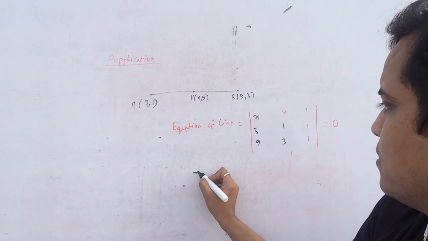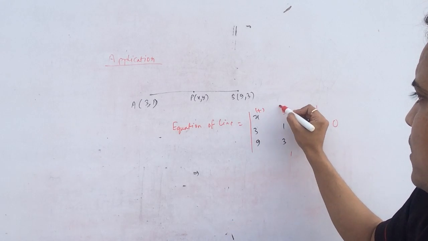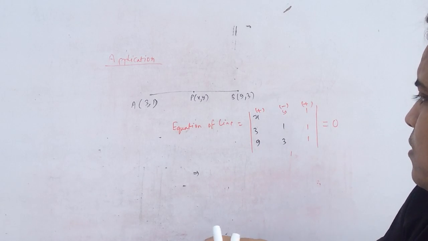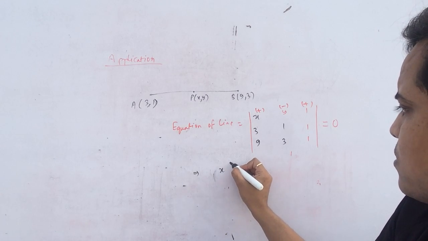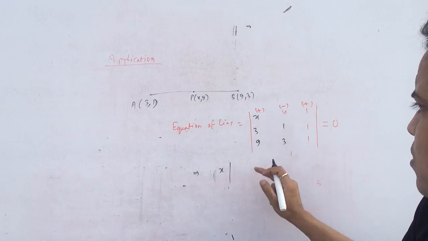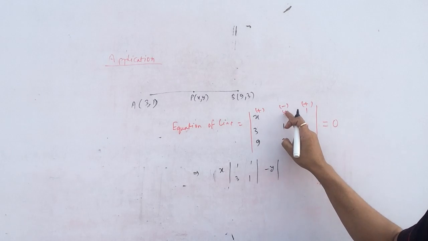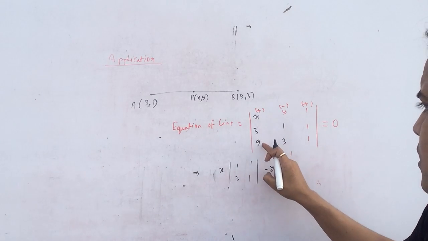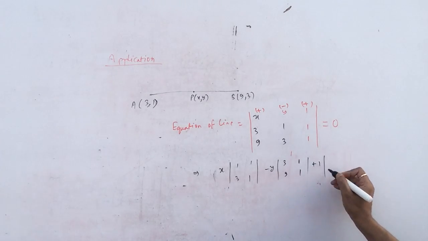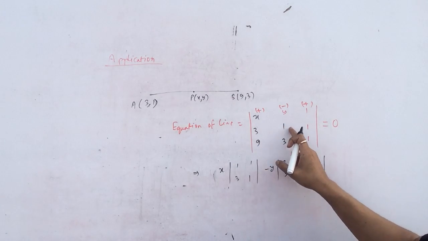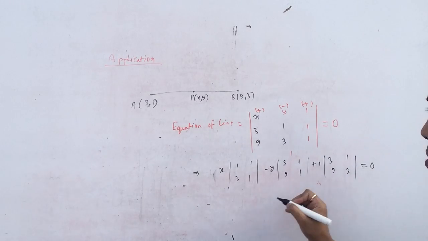Now we have to expand this. How would you expand? The signs are plus, minus, plus. I am expanding through row 1. So plus x, remove this row and this column, you get the determinant 1, 3, 1, 1; minus y, remove this row and this column, you get 3, 9, 1, 1; plus 1, remove this row and this column, you get 3, 9, 1, 3, equal to 0.